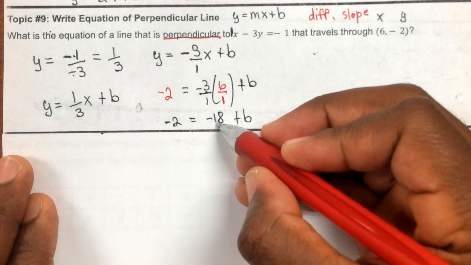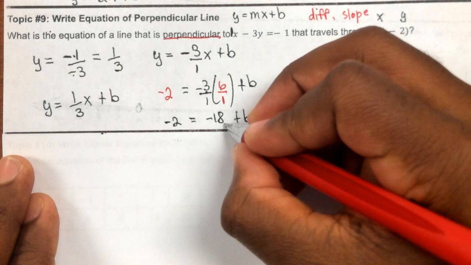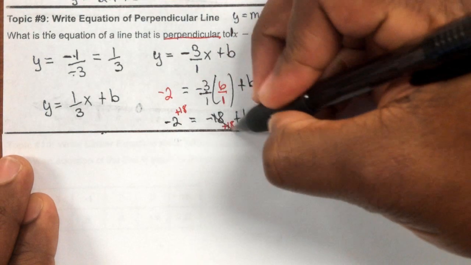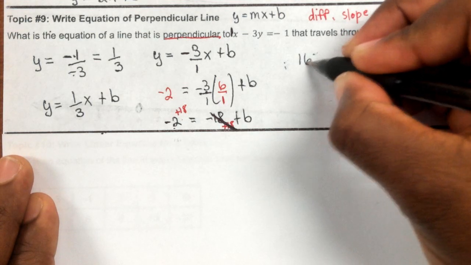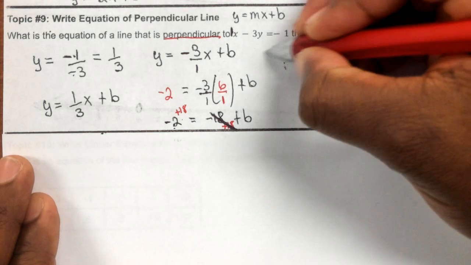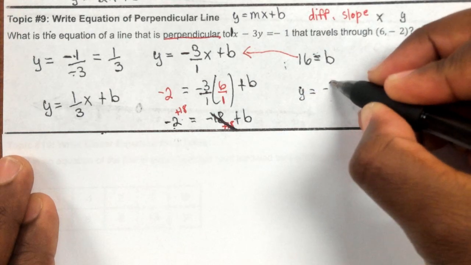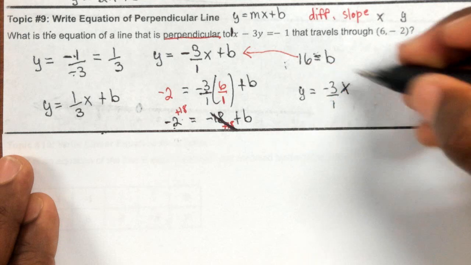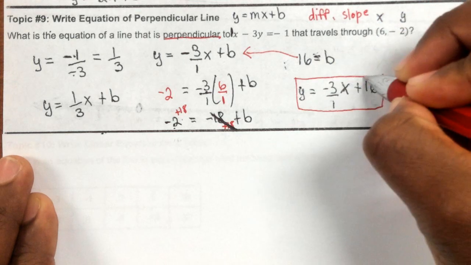Now I'm going to move the -18 to the other side by doing what, guys? By adding 18. I would add 18 to both sides, so the 18 cancels out over here. -2 plus 18 is positive 16, which is what your b is. Now I'm going to replace this positive 16 for my b. So my answer is going to be y = -3/1 x. The x goes beside it, and then a positive 16. Just like that.